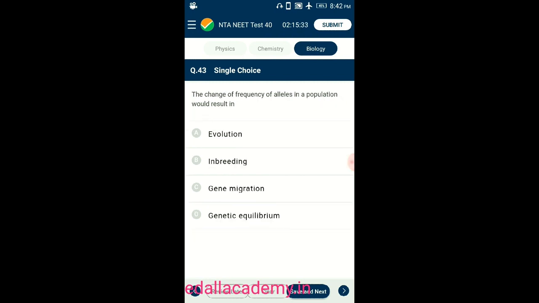Question number 43. The change of frequency of alleles in a population would result in what, according to Hardy-Weinberg equilibrium? Any change in the frequency of alleles from one generation to another generation is known as evolution. In other words, deviation from Hardy-Weinberg equilibrium is evolution. So the answer for this question is option A. The change in frequency of alleles in a population would result in evolution.